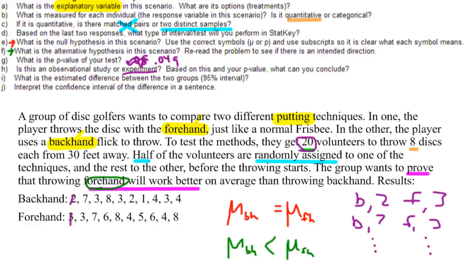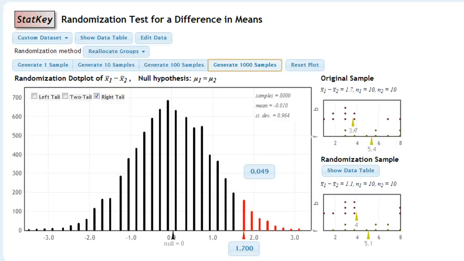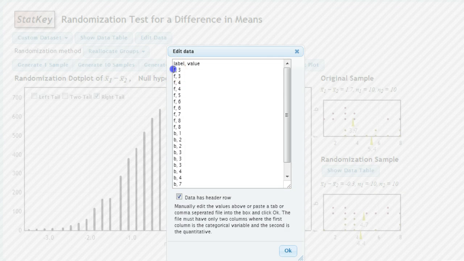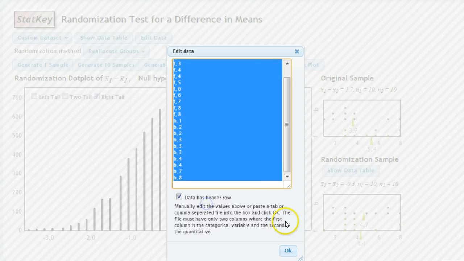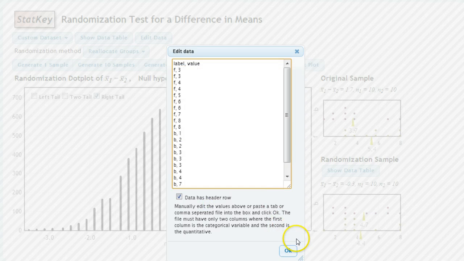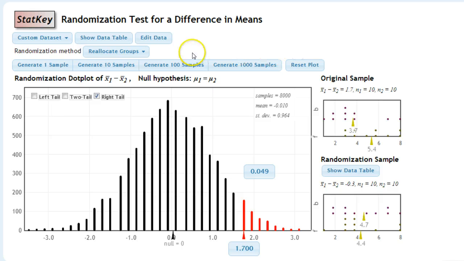Part I says, what is the estimated difference between the two groups? And do this in a 95% interval. Well, to find the estimated difference between two groups, you need to do a confidence interval. So go ahead and take your data here, and copy and paste all of it so you don't have to retype it, because if you did, you'd probably get a little bit cranky.